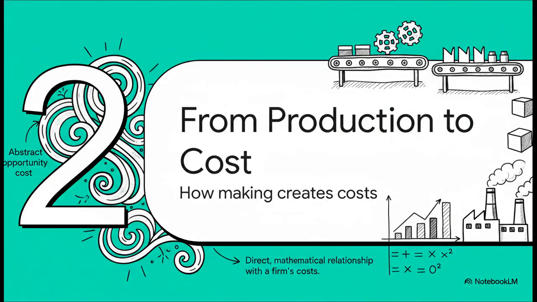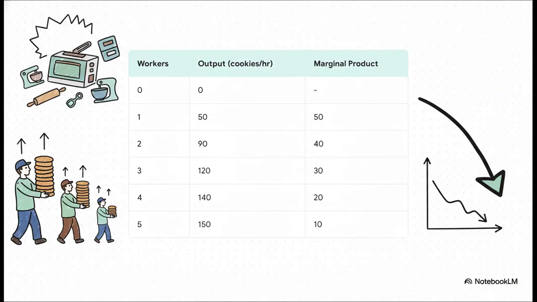Okay, moving on to Section 2. This is where we get our hands dirty and move from the theory onto the factory floor. Because the physical act of making stuff has a direct mathematical link to a company's costs. It's not just abstract. Now let's really dig into this table from Caroline's Cookie Factory.